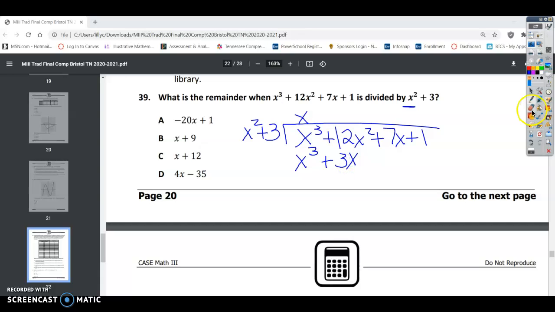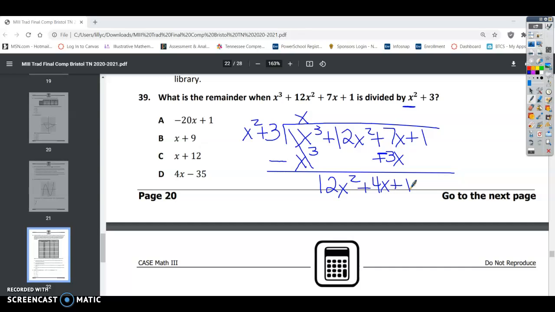And since that's a 3x, we are going to move that over. So let me back up, and positive 3x, I'm going to put that under my linear term. All right, now I'm going to subtract. When I subtract, that subtracts all the way across. So this will cancel, bring down my 12x squared, and then 7x plus a negative 3x is 4x. Bring down my plus 1.